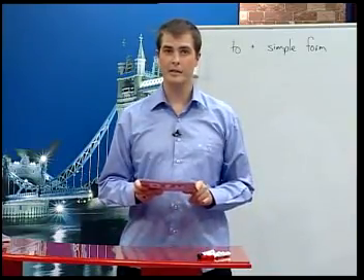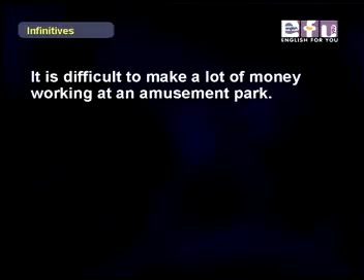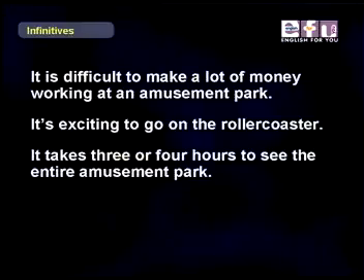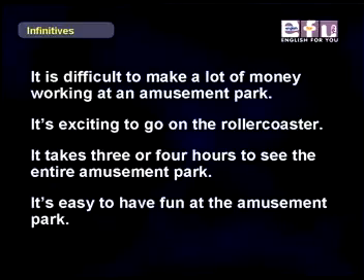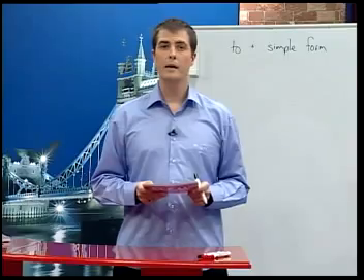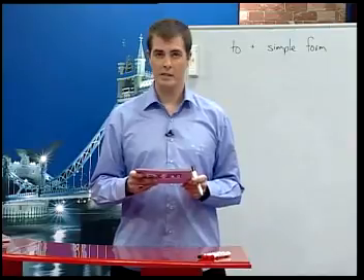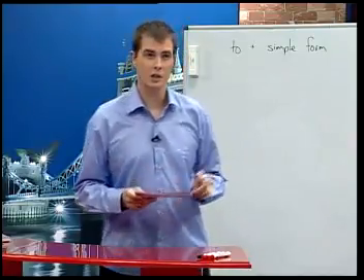Take a look at these sentences. It is difficult to make a lot of money working at an amusement park. It's exciting to go on the roller coaster. It takes 3 or 4 hours to see the entire amusement park. It's easy to have fun at the amusement park. Infinitives often follow it as the subject of a sentence, and they follow the adjective.